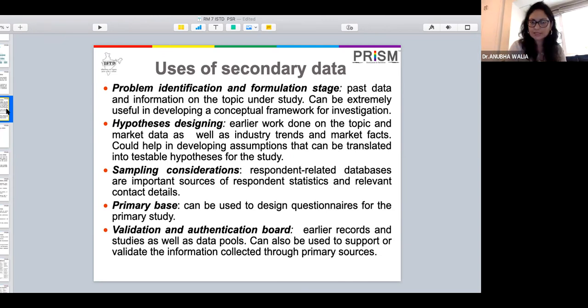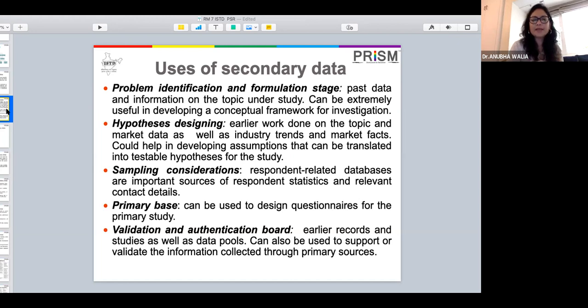Post that, we do hypothesis designing. So hypothesis designing, we again did a deep dive study into it. And in this, we get to know what we really need to translate into a testable hypothesis for the study. And we come up with a statement, right? When we create either a null hypothesis or an alternative hypothesis. That's how it goes. And then based on that, we do a sampling consideration. Sampling consideration is a respondent-relatable database, the kind required for the statistics, for the respective contact details. So the kind of samples which we pull out from the population helps us to know how to work on the sample design.